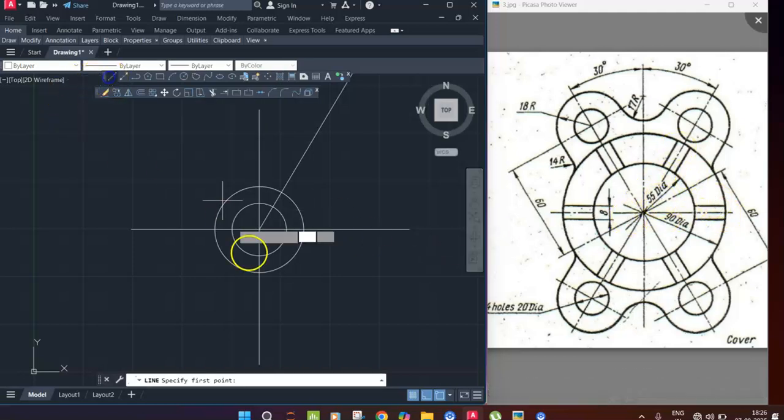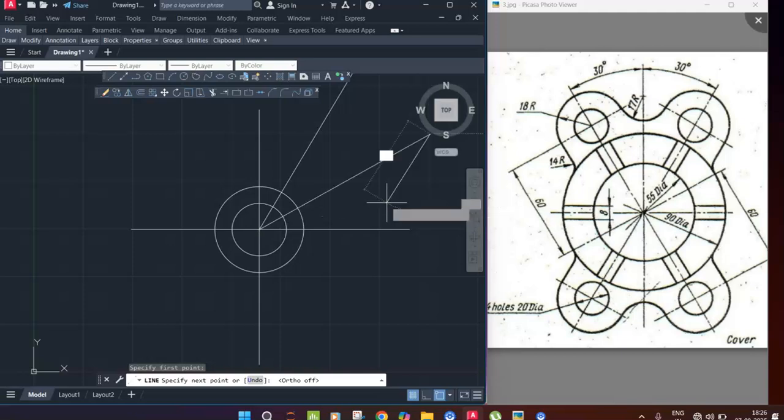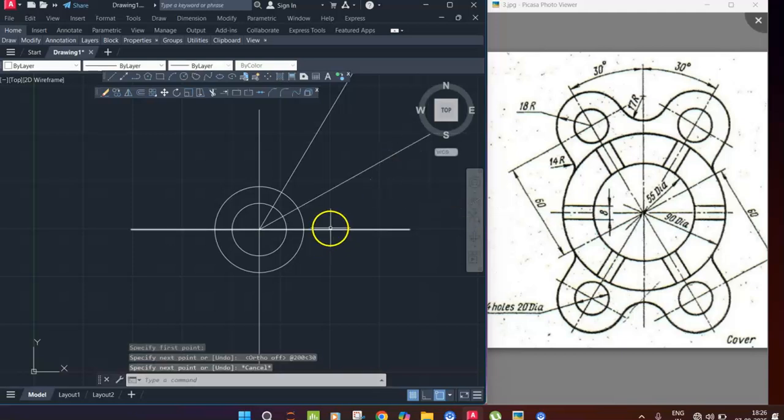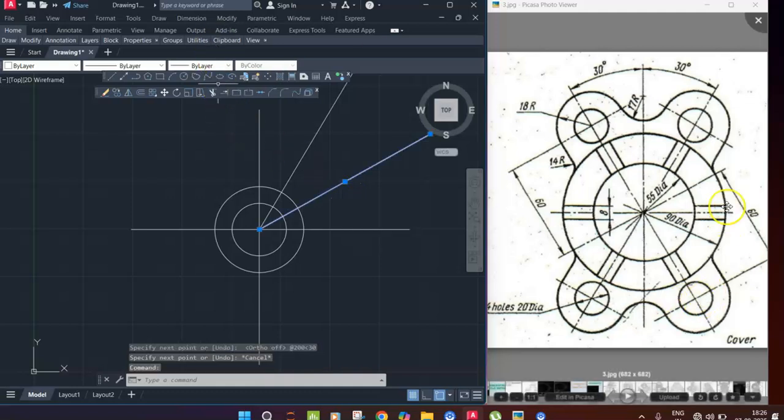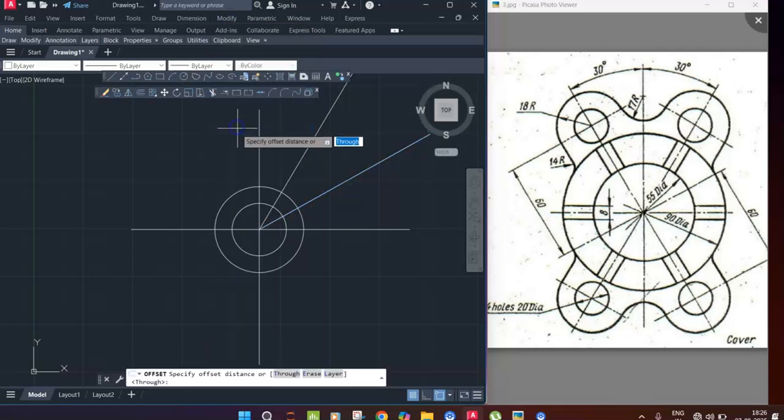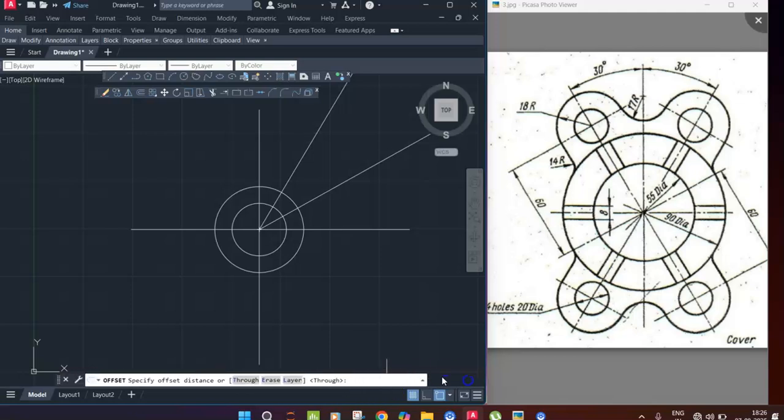So draw a line at the rate 200 less than 30. Draw a line 30. So that draw the offset of this circle. Offset of circle with a distance of 60 mm. Modify offset. What is the distance? 60.